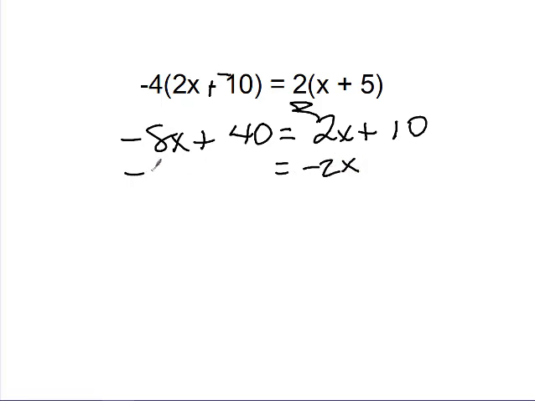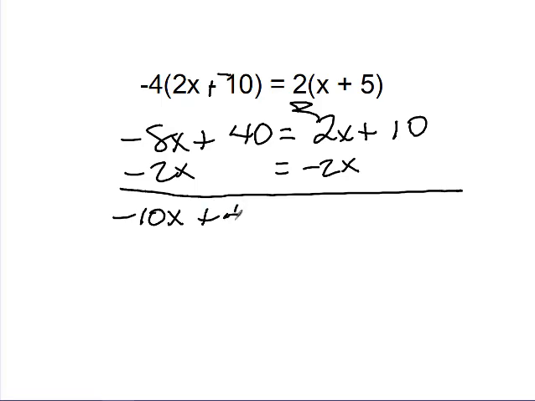So if I did that, I got to subtract 2x from this side. Now we need to remember this negative 8x and this subtract 2x, that's just two negative numbers. So when I add those together, I'm going to end up with negative 10x plus 40 equals, and then on this side, my 2x's go away, and I'm left with 10.